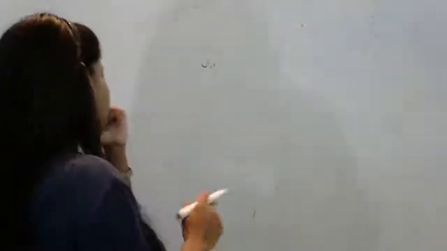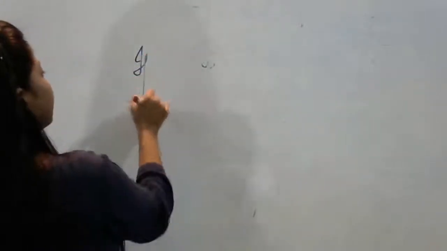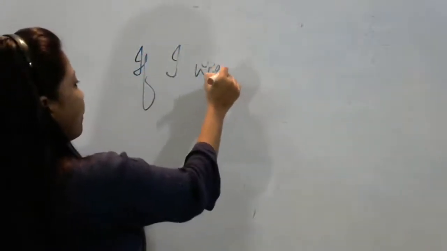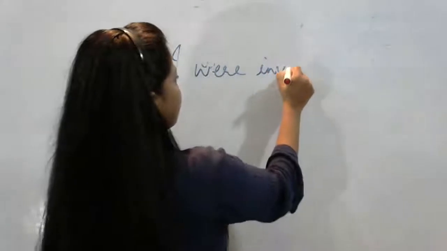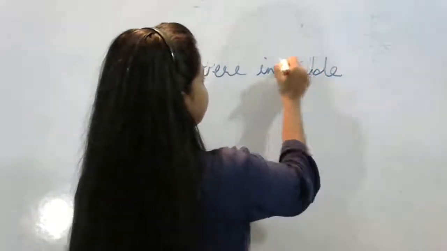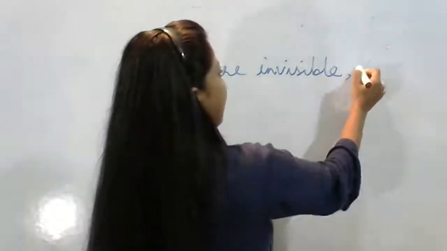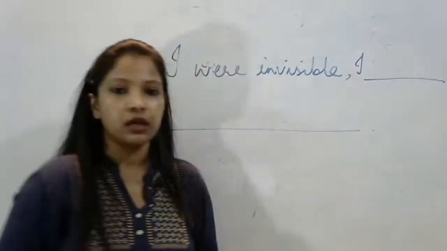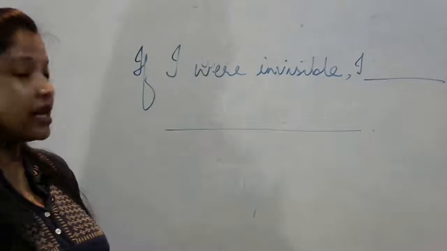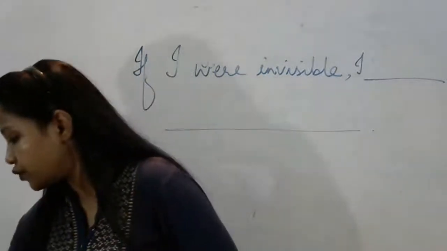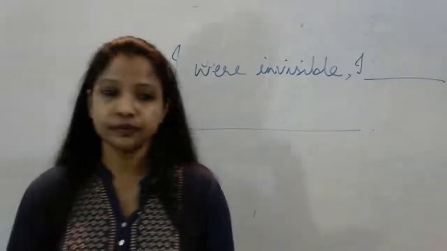Okay. Now coming to the next one. If I were invisible, I dash. Now this is your task. The sentence is, if I were invisible, I would dash.